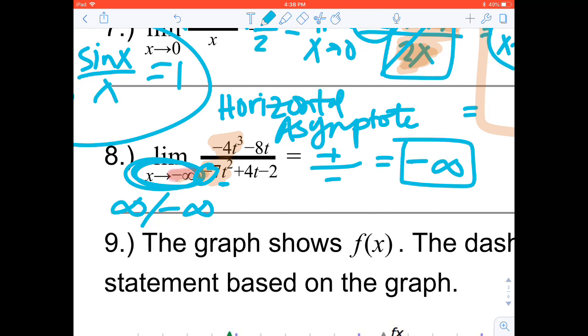I knew it was going to be infinity or negative infinity because it was top heavy. And when I check to see what happens when I plug in a negative value, I see that it's going to negative infinity. Remember, if it's bottom heavy, the answer is going to be 0. You're going to have a horizontal asymptote at 0. And if it's the same degree on the top and bottom, then you are going to look at the ratio of the coefficients there.